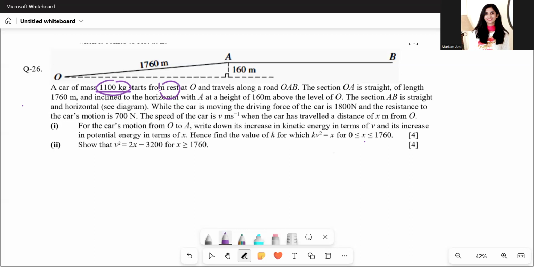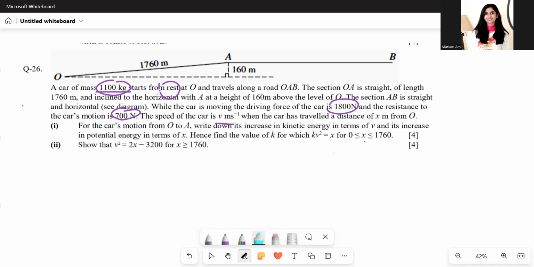While the car is moving, the driving force of the car is 1800 newtons and the resistance to the car's motion is 700 newtons. The speed of the car is V meters per second when the car has traveled a distance of X from O. So whatever X is, we don't know, it's just the distance from O.